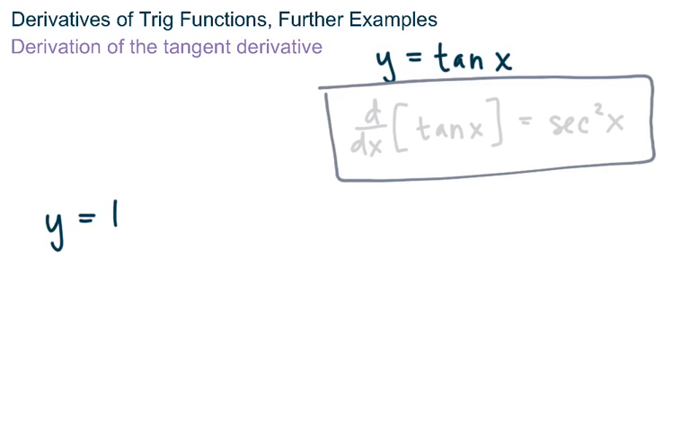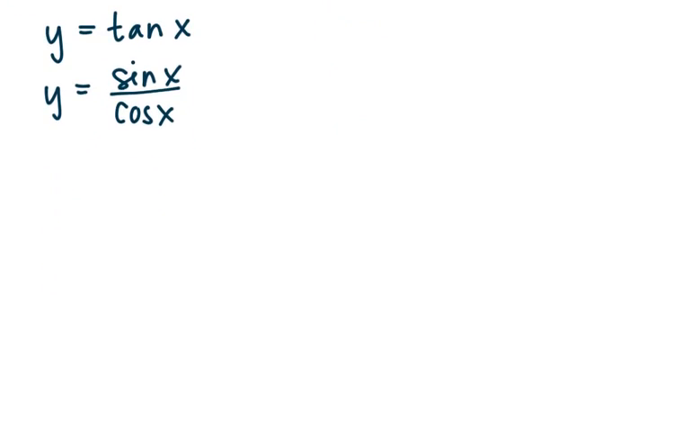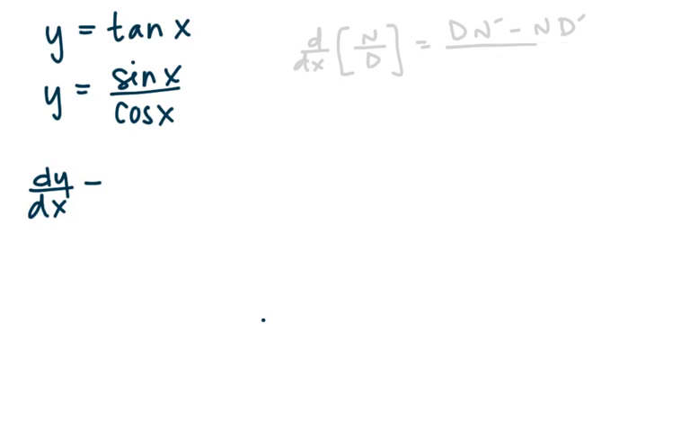Well, if we think about our function y equals tangent x, what you want to remember from trig is that tangent is the ratio of sine x over cosine x. So this is a quotient here. So if we went to find the derivative, we would say that y prime or dy dx, using our quotient rule, remember, the derivative with respect to x of some numerator over a denominator, is denominator times numerator prime minus numerator times denominator prime, all over the denominator squared.